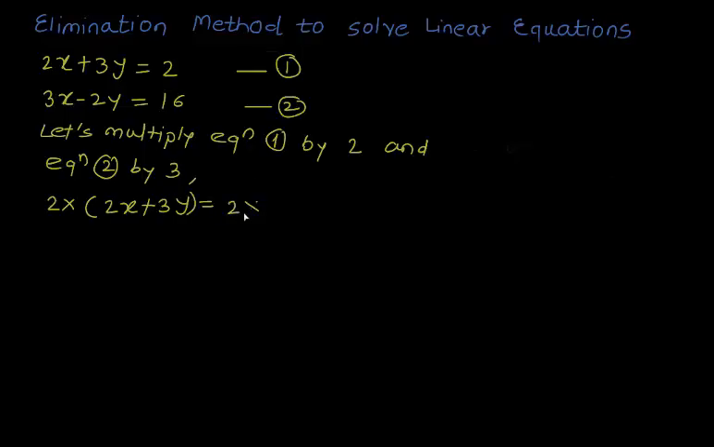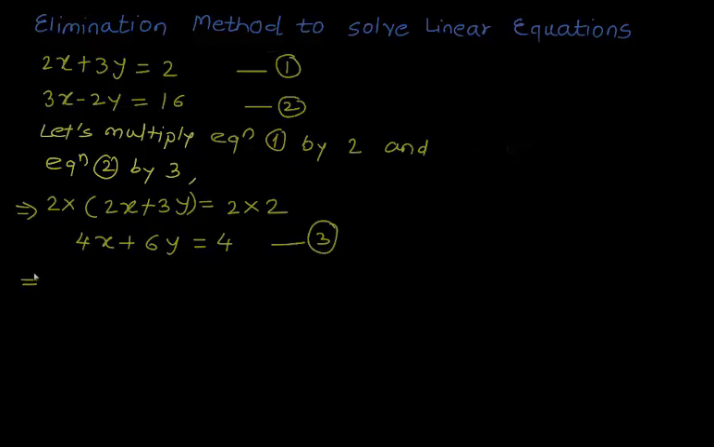So 2 into the right hand side of the first equation is 2. So let's simplify this equation. 2 into 2x is 4x plus 2 into 3y is 6y is equal to 2 into 2 is 4. So let's call this equation 3. So we got a new equation.